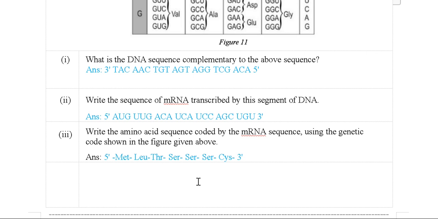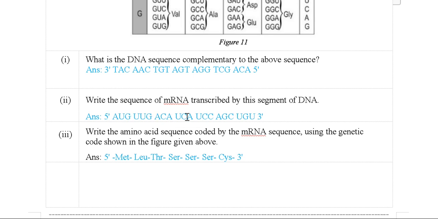That means for the transcription process, the 3' to 5' strand is mainly used as the template strand of the DNA. By sequencing, that means by taking that strand, the mRNA which is being produced is in the 5' to 3' direction. So this is the sequence which will be formed: AUG, UUG, SCA, UCA, UCC, AGC, UGU.